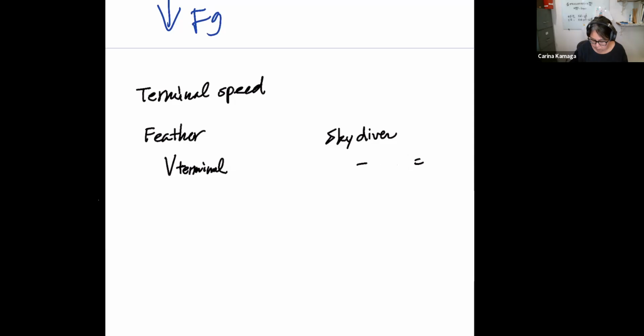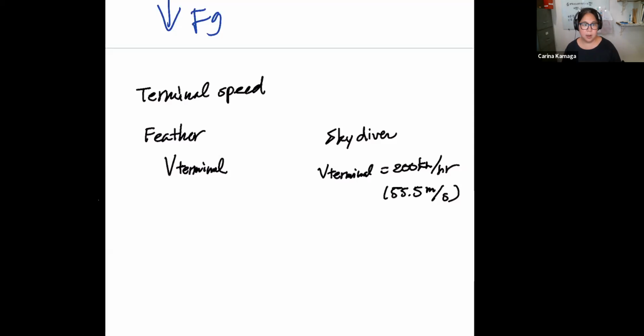It's too close to the edge, so I'll be rewriting. The terminal speed for the skydiver is 200 kilometers per hour. That's 55.5 meters per second. It's very fast. What would you guess for the terminal speed of the feather?